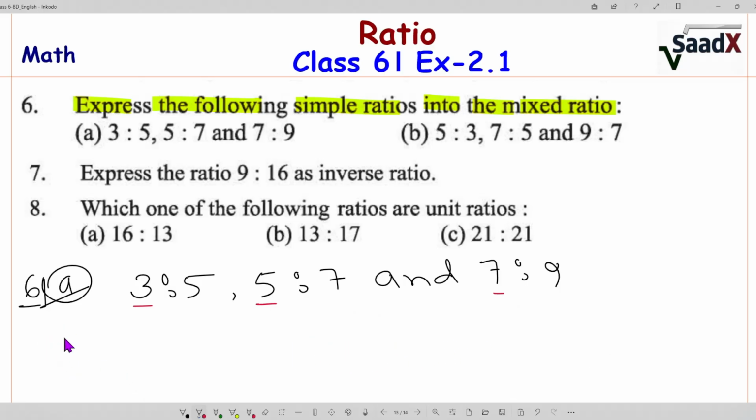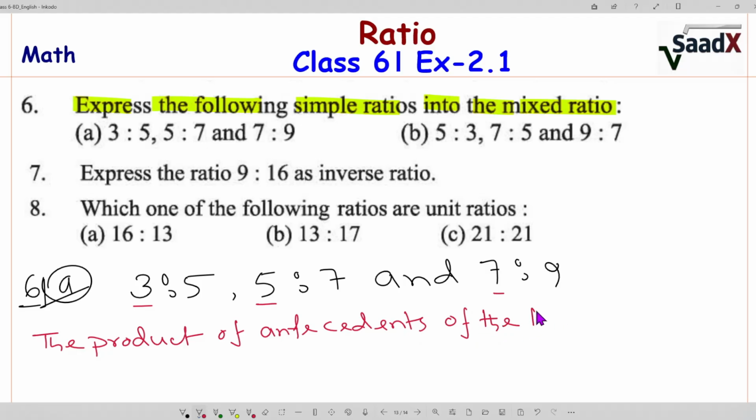So we can write like this: the product of antecedents of the 3 ratios. So we can write 3 times 5 times 7 equals, 3 times 5 is 15, 15 times 7 is 105.